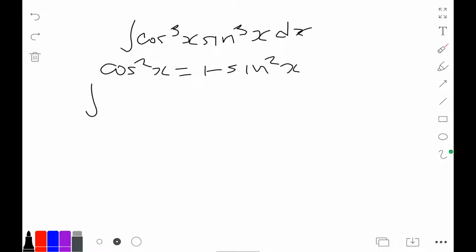It's going to be in terms of cos of x in brackets. We took 1 there, then we write 1 minus sine squared x, dot 1 minus sine squared x, and remember, we also have sine cubed x.